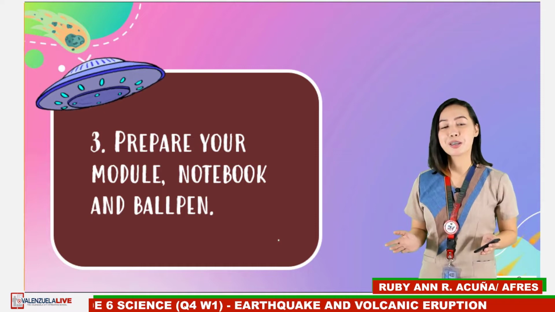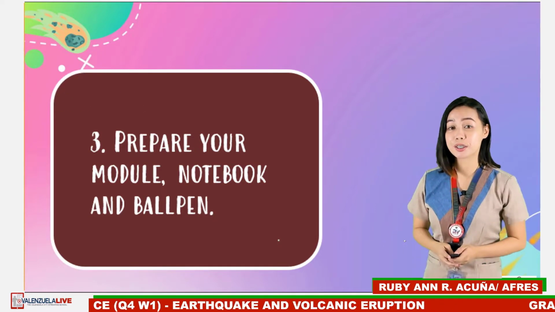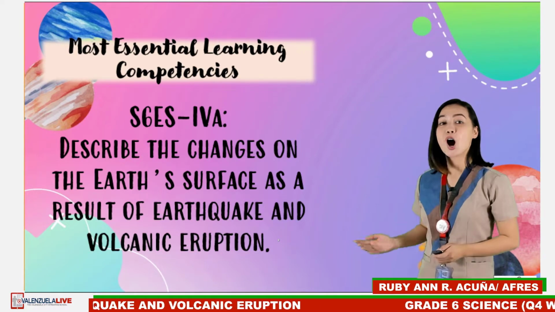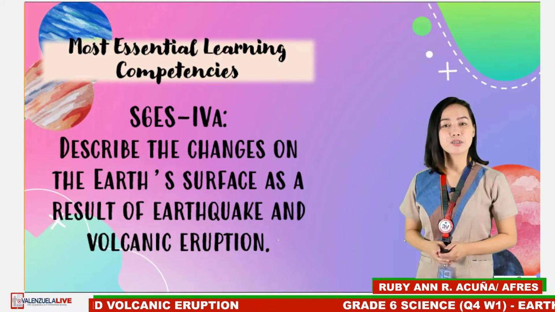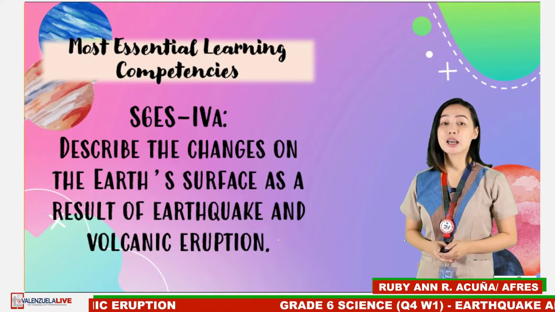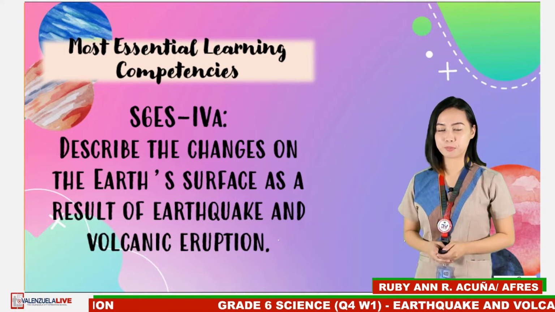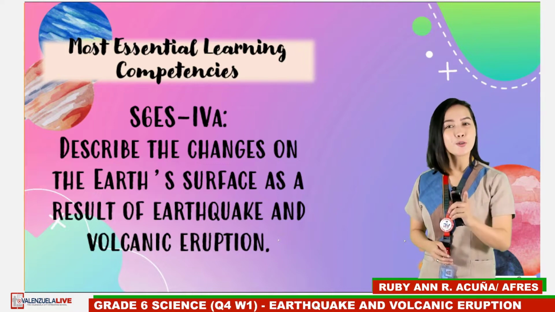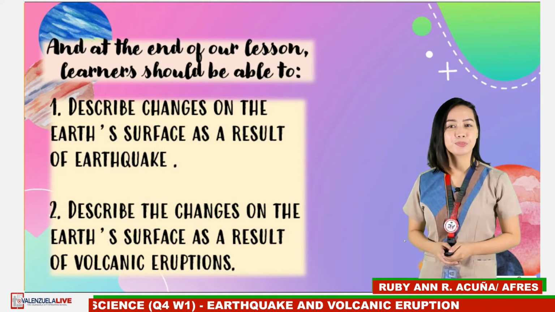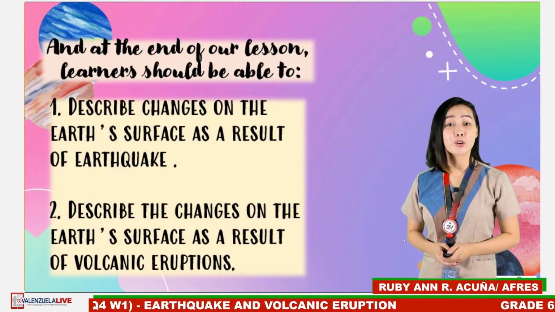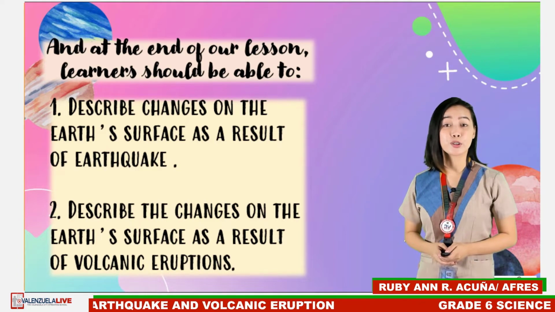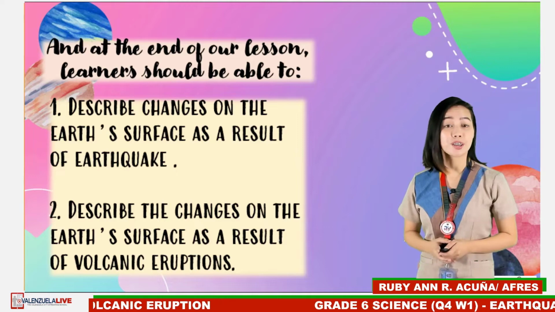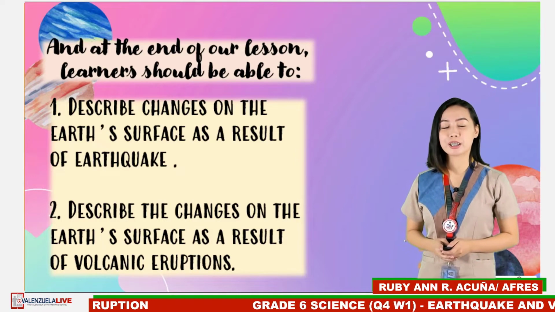Today's lesson is based on the most essential learning competencies in Science 6: describe the changes on the Earth's surface as a result of earthquake and volcanic eruption. At the end of our lesson, you should be able to describe changes on the Earth's surface as a result of earthquake, and describe the changes on the Earth's surface as a result of volcanic eruptions.